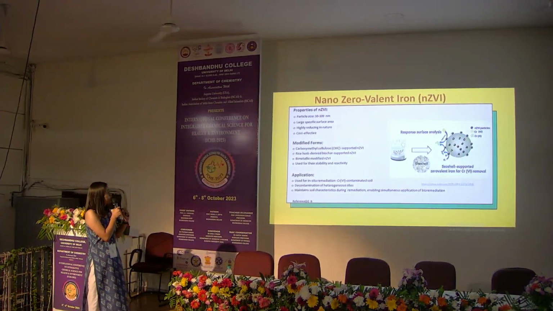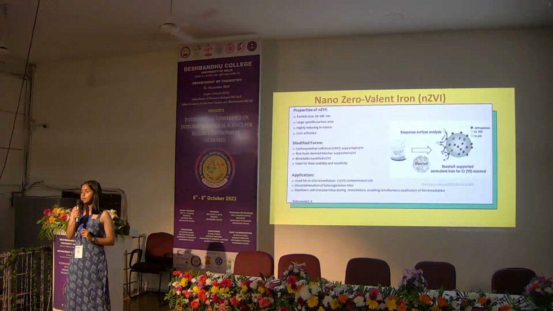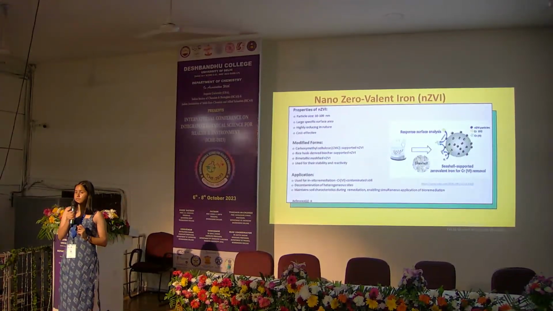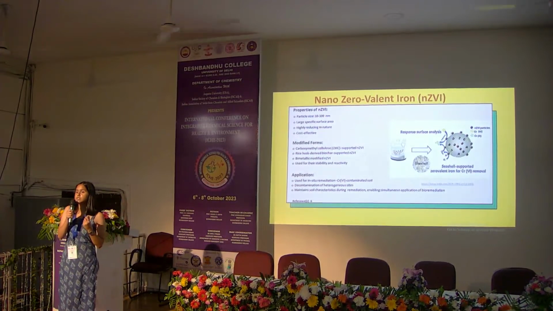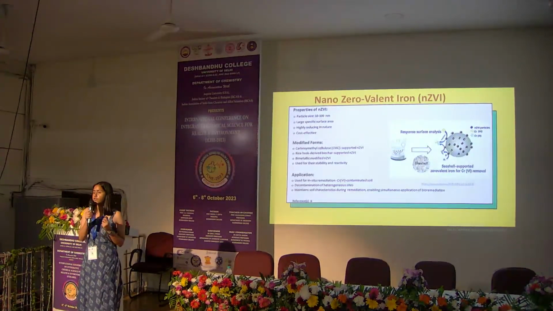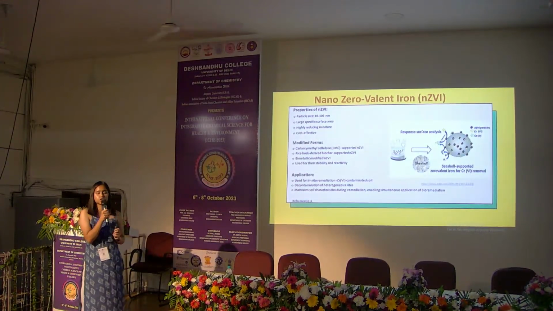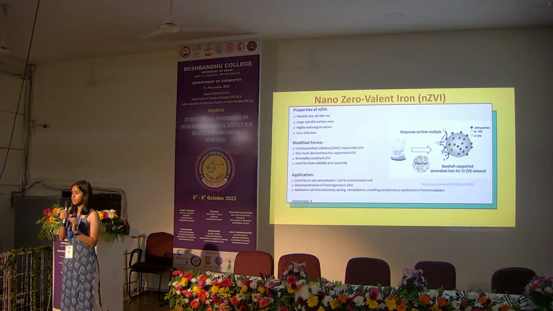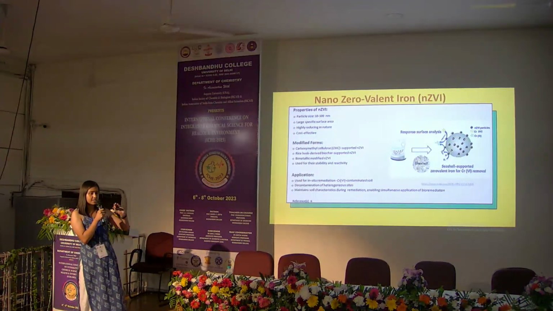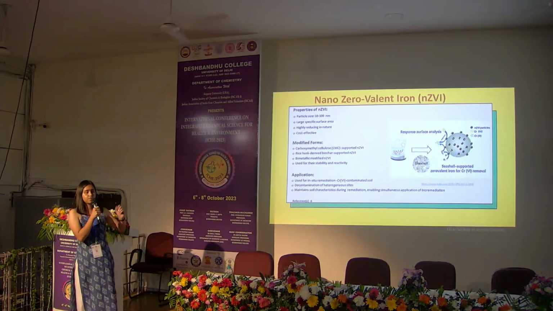That's why we use modified forms like carboxymethyl cellulose supported nano-zero valent iron or bimetallic modified nano-zero valent iron. Now, its environmental application includes its use in the in situ remediation of chromium-6 contaminated soil. It also helps in the decontamination of heterogeneous sites without compromising the soil integrity, and that is the reason why we can use other processes like bioremediation with nano-zero valent iron.